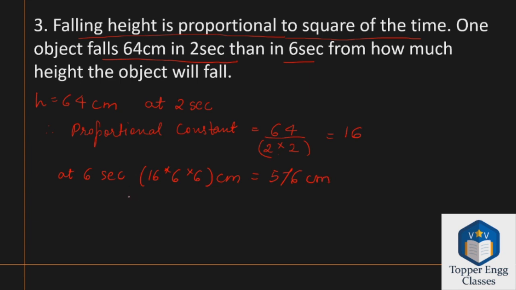Now the object may be situated anywhere. If the height is greater than 576, only then will the object fall 576 centimeters within 6 seconds.